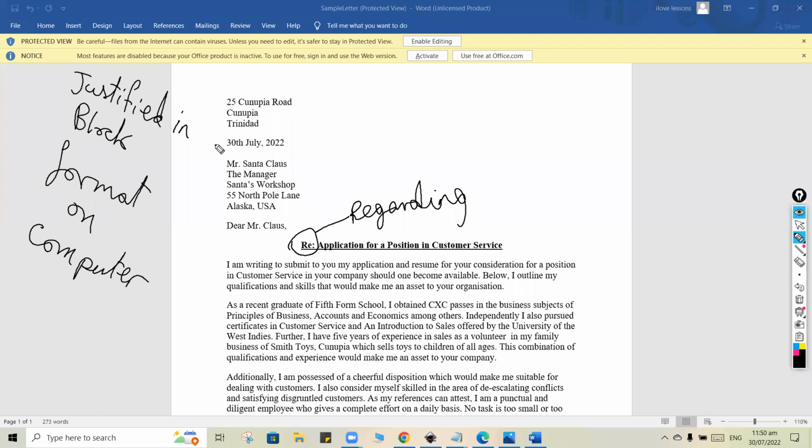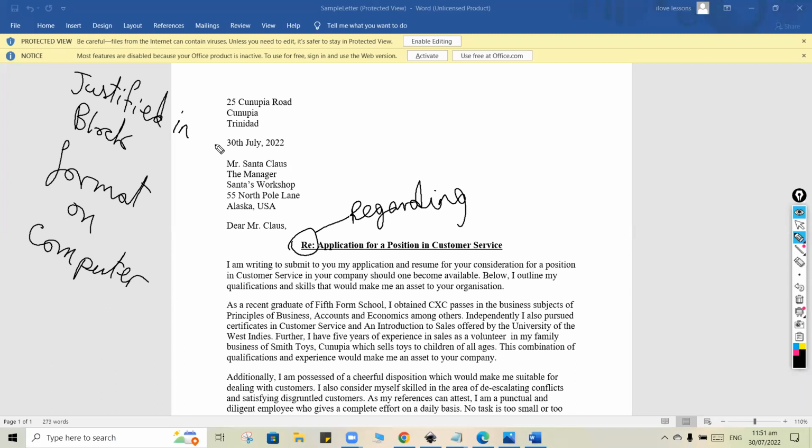All right, so let's look at the letter. I put an address, 25 Cunupia Road, Cunupia, Trinidad. Now, because I'm writing to somebody in a foreign country, this time I have put the country. Then, so I know the person's name, Mr. Santa Claus.